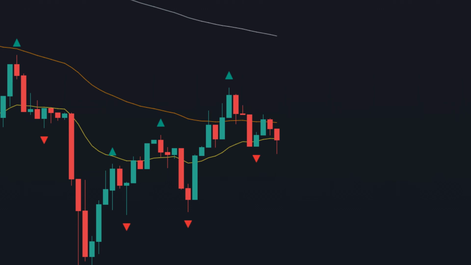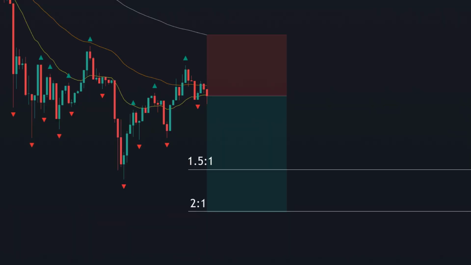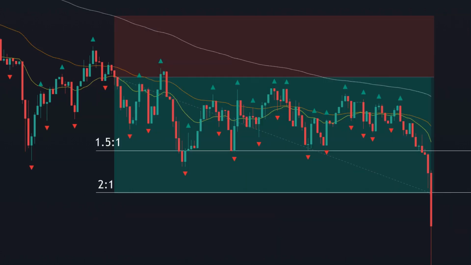The candle with the fractal was above the 55, so we're going to use the 144 as our stop. And we are going to target 1.5 to 1 and 2 to 1. And this one hits 2 to 1.